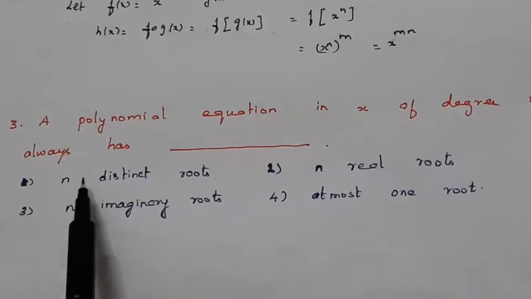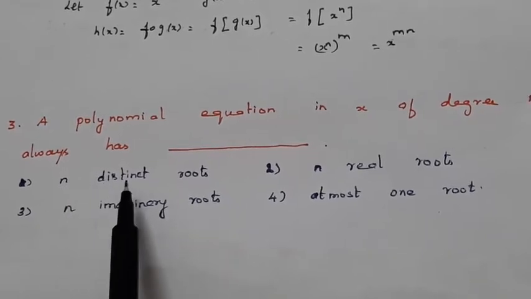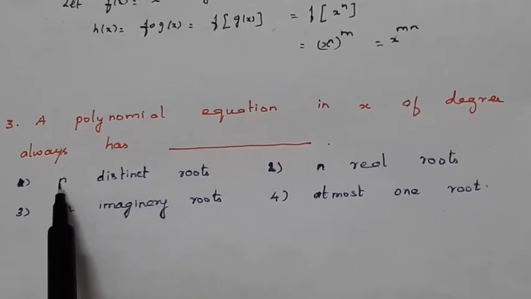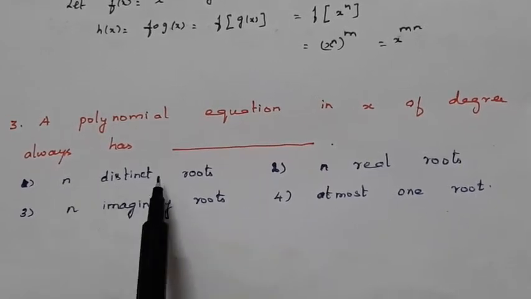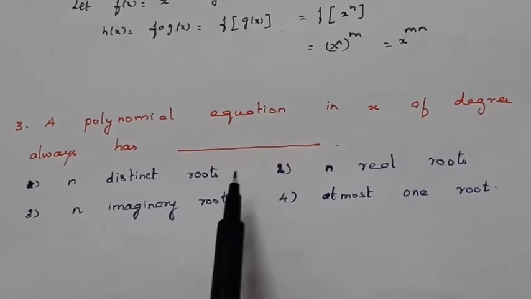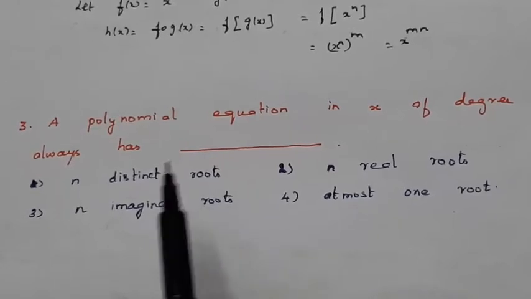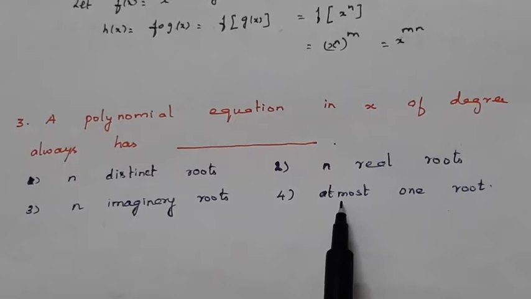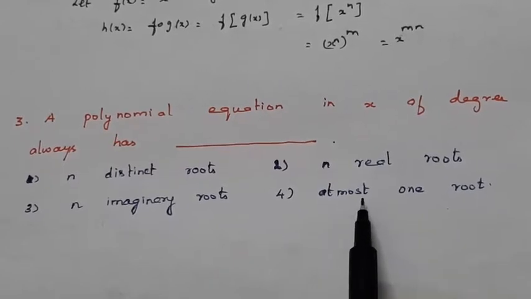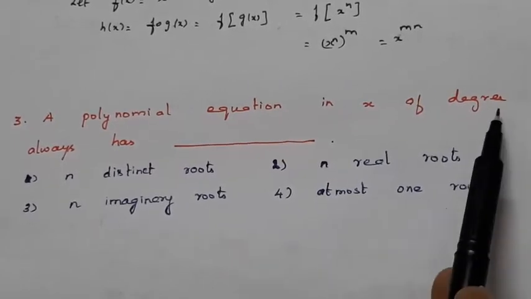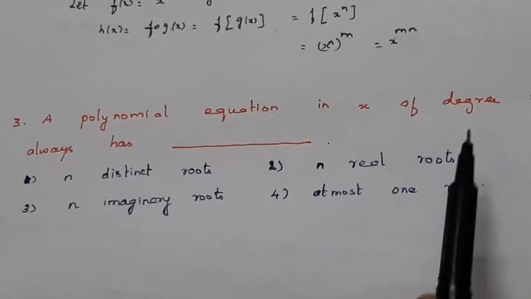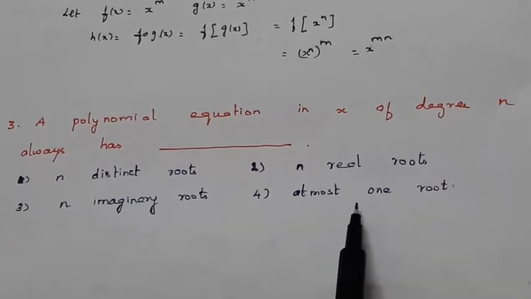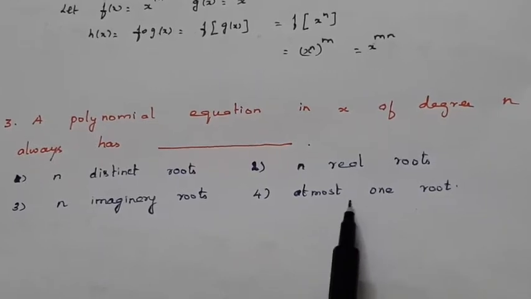Therefore, option 1 is not the correct answer, because it says n distinct roots, but you know that all the roots may not be distinct. There may be some equal roots. So this option fails. Now come to the fourth option. It is given as at most one root, but a polynomial of degree n should have n roots. Here it is given that it will have a maximum of one root, which is also not true. So this is also a false statement, right.